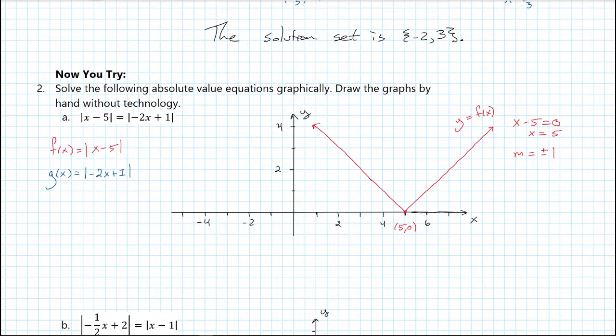Let's go ahead and look at g of x now. If I set the inside, negative 2x plus 1, equal to 0, I can find the x-intercept, so I'll get negative 2x equals negative 1. Divide by negative 2 on both sides to get x equals 1/2. So I can plot the point 1/2, 0. And then we want a slope of 2. I'll write that down, m equals plus or minus 2. Right, with that absolute value, we can have the slope be positive or negative coming off that x-intercept.